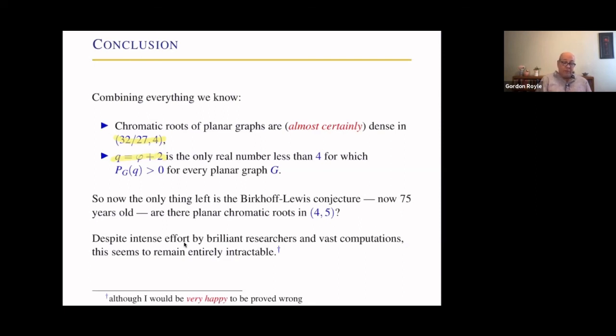Okay, the only thing left then is actually the very first thing that I started to work on way back in 1988, which is the Birkhoff-Lewis conjecture. At 75 years old, it started the entire field of real chromatic roots, and no one has been able to solve it. There have been intense efforts by brilliant researchers, Sokal, Thomassen, and so on, not to mention Tutte, et cetera, and vast computations. The problem just seems to be intractable. No one has any clue, as far as I know, about how to tackle this.